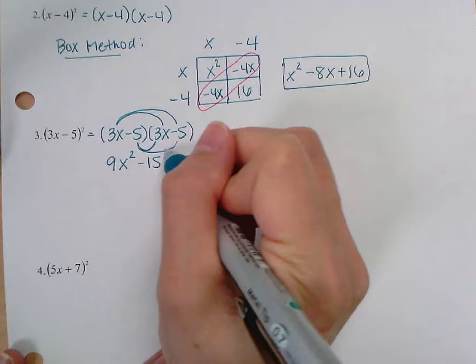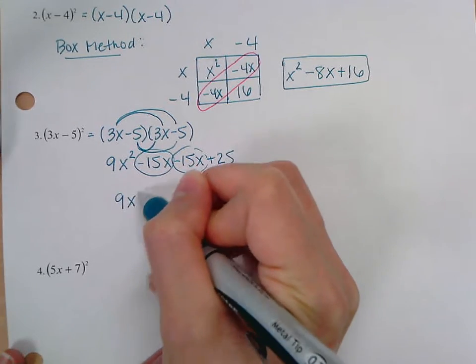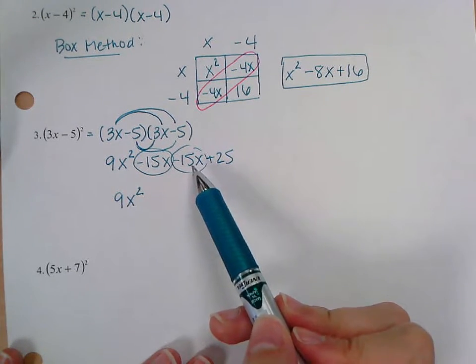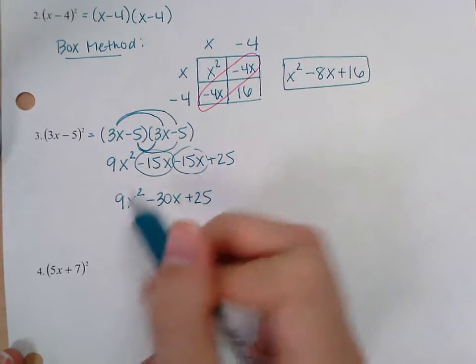Your like terms are the middle terms. So I have 9x squared. What's negative 15 plus negative 15? So negative 30x plus 25.